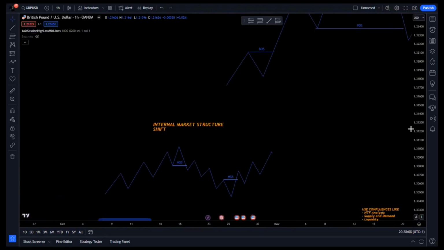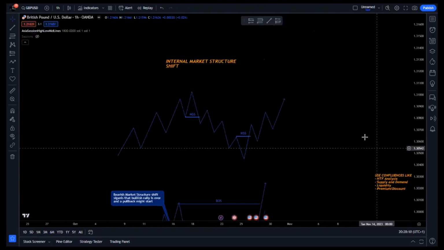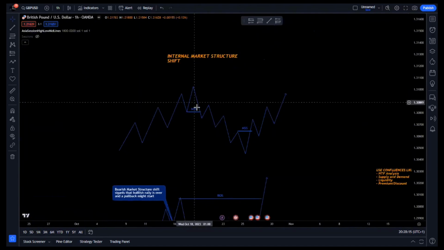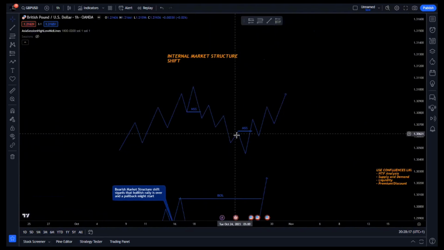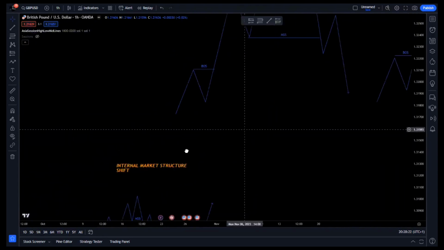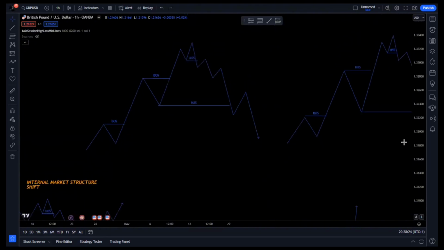Now you can see this is how market structure shift happens here. You have price going, boom, previous low broken, a pullback starts, another market structure shift, boom, previous high broken, and then the uptrend continues. So we are going to be looking at something also quite interesting.